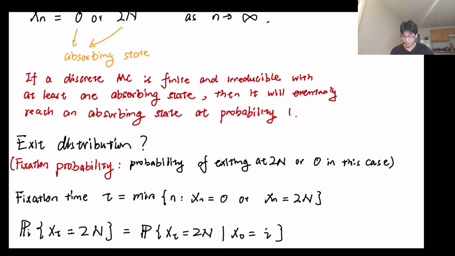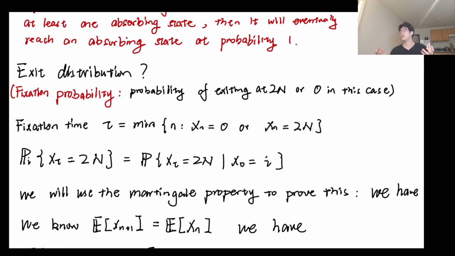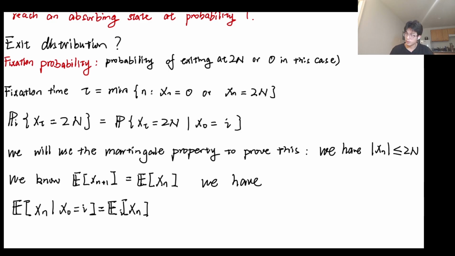with x0 equals i, an initial state. What is the exit probability with respect to its initial state? So we will compute this. How do we compute this kind of thing? First, it is very important to use, as I mentioned, the martingale property: the expectation stays the same across different generations. We're going to use this to prove the probability of the exit distribution.